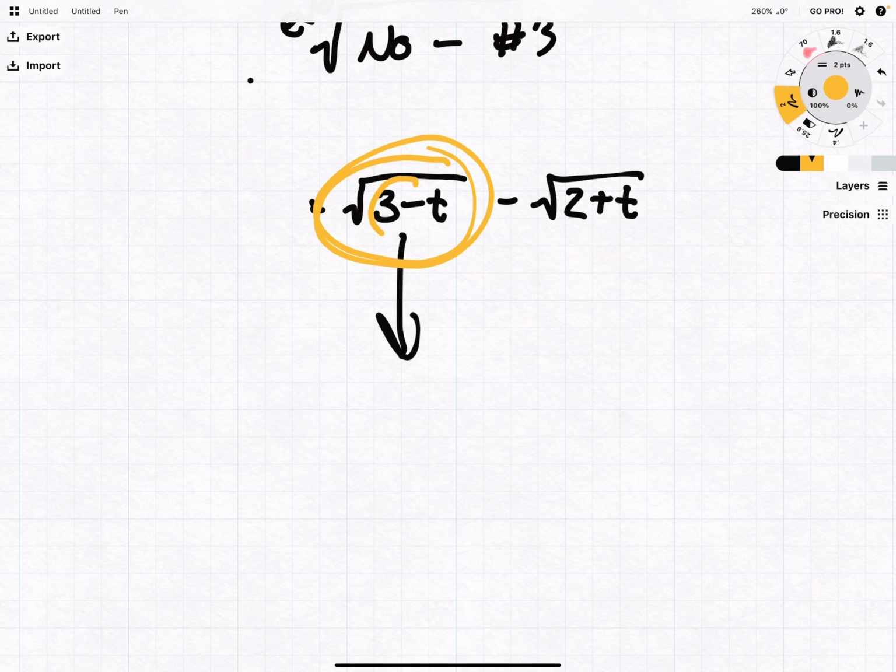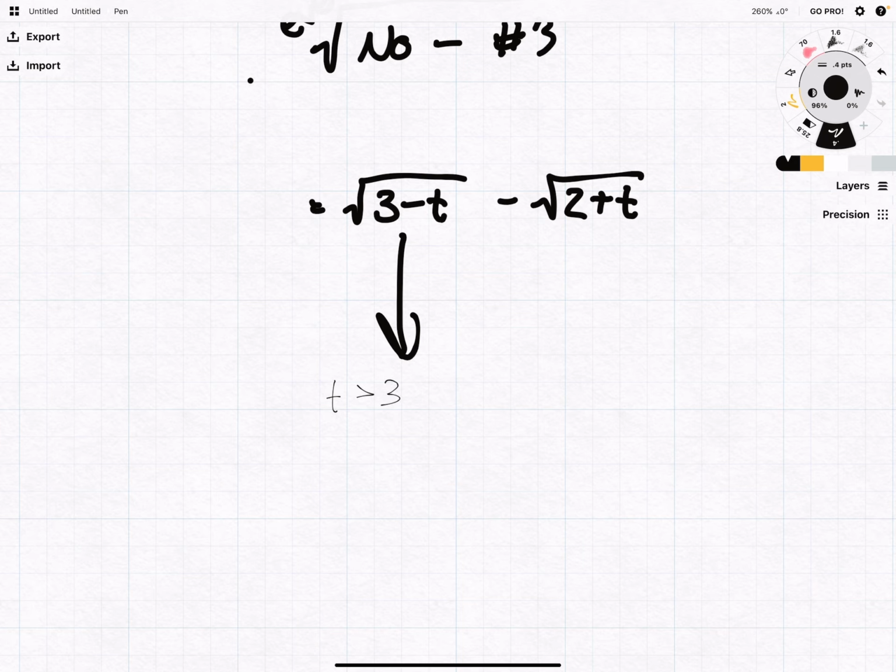So what would make this negative, at least under the radical, right? This 3 minus t. Well, if t were greater than 3, that would make that number negative. And then secondly, we can ask, what would make this number under this radical negative, this 2 plus t? Well, that would be if t were less than negative 2.